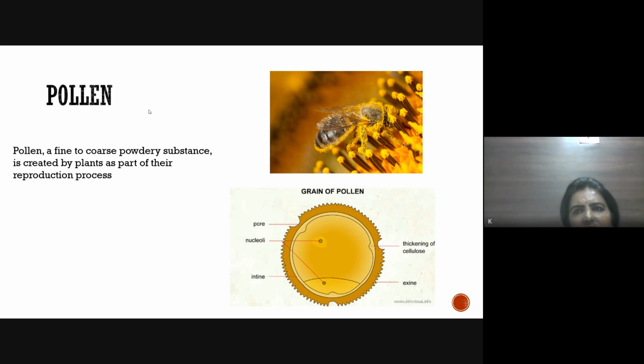Pollen definition here: it's a fine to coarse powdery substance which is made by plants as part of their reproductive process. That is pollen. It is the male reproductive organ of a flower. For pollination, a flower needs the male and the female, right? So the male thing is the pollen. It is usually in dust form.